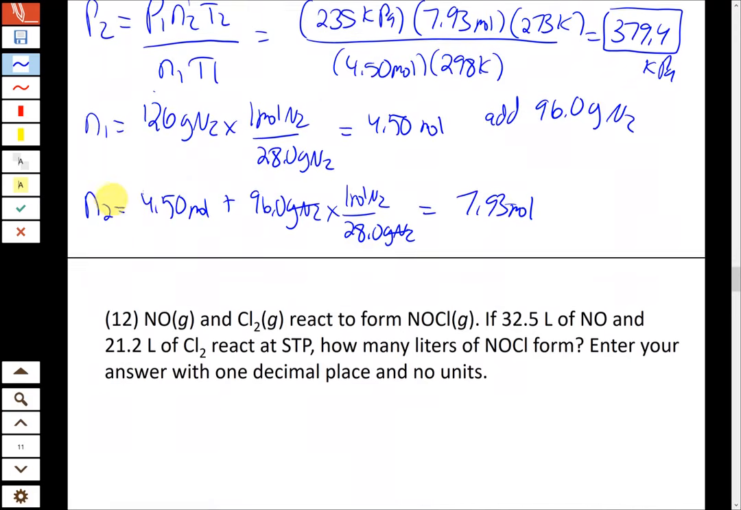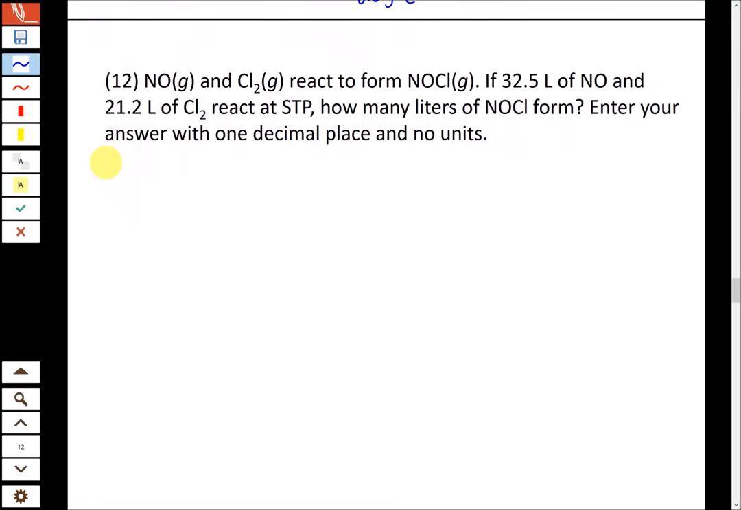Okay. All right, on to number 12. Number 12 is a gas stoichiometry problem. We have NO and Cl2 reacting to form NOCl. And we're giving you volumes of each at STP. And we know how many liters of NOCl are formed.